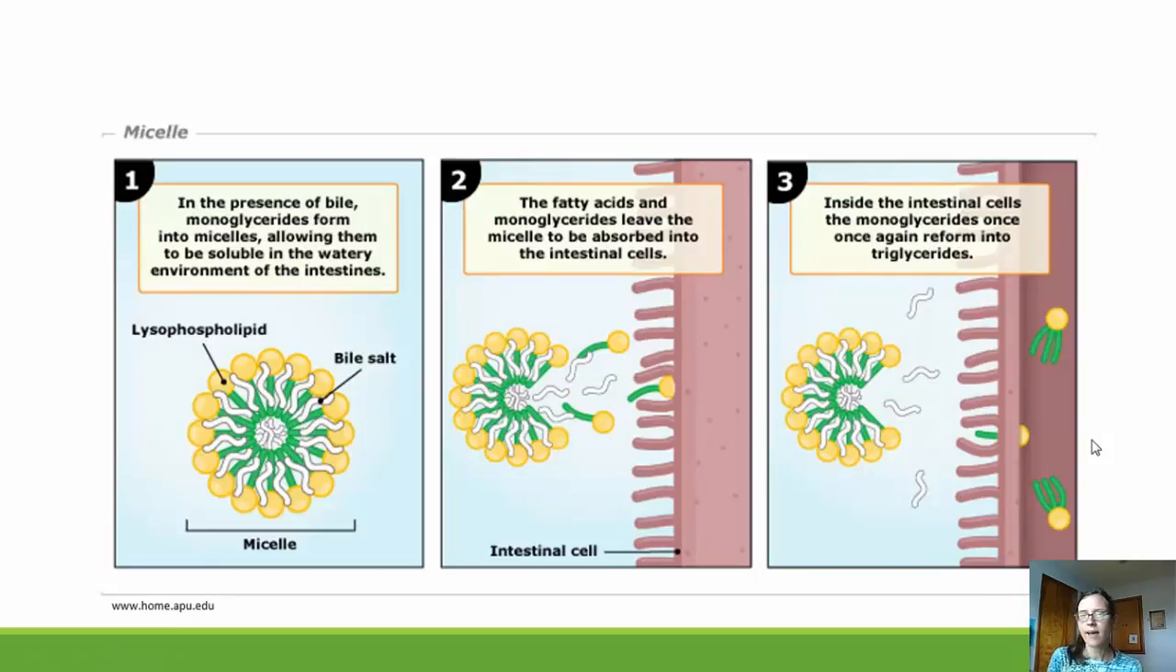Okay, so here's a close-up of the actual absorption of the micelle at the brush border. In the presence of bile, monoglycerides form into micelles, allowing them to be soluble in the intestine. So here we have our lysophospholipid that we talked about and our bile acids. And then at the brush border, the fatty acids and monoglycerides leave the micelle and are absorbed into the intestinal cell. Once they're in the intestinal cell, the monoglycerides again reform into triglycerides once they're in the enterocyte. And then they're going to be packaged into the chylomicrons.